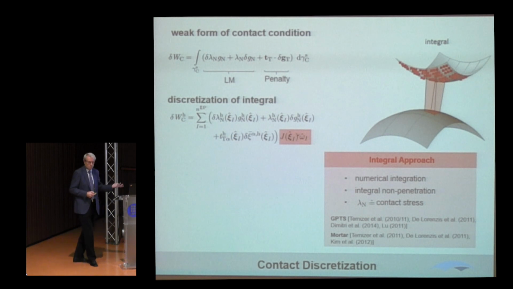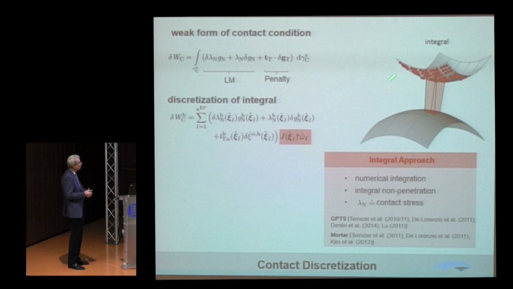So the well-known mortar method, the integral approach, you have the discretization here. You project that from the slave to the master. You have some numerical integration using Gauss points, for example. And you satisfy an integral non-penetration condition. And what comes out for the Lagrange multiplier are the contact stresses. This has been done in many ways, for the Gauss point to surface or segment concept by these people and others, or in a very similar way for the mortar concept.